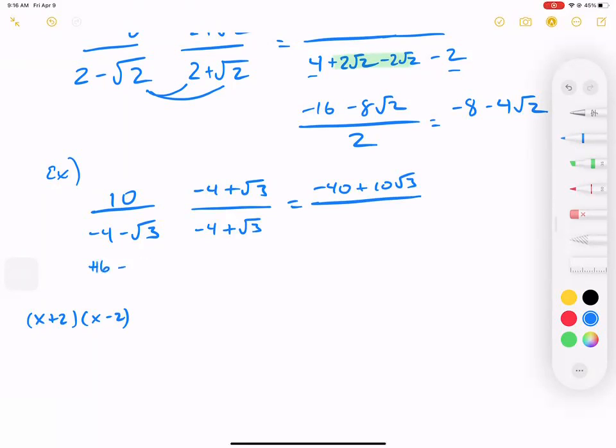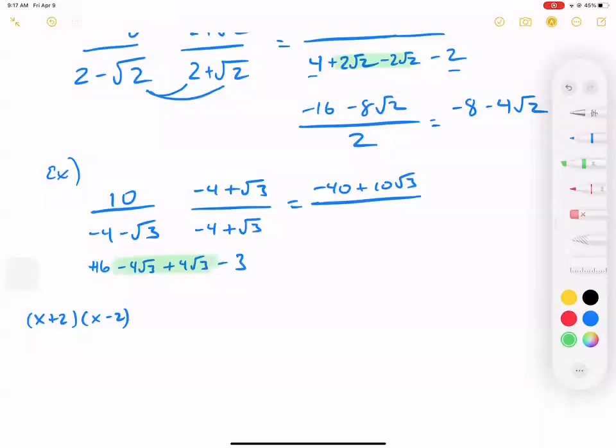Then we'll have a negative 4 square root of 3, a positive 4 square root of 3, and a negative 3 at the end, because square root of 3 times square root of 3 becomes just 3. Do you notice that you always end up with the middle terms canceling out? And really that's what you want to catch. You want to catch that the middle terms are canceling out.